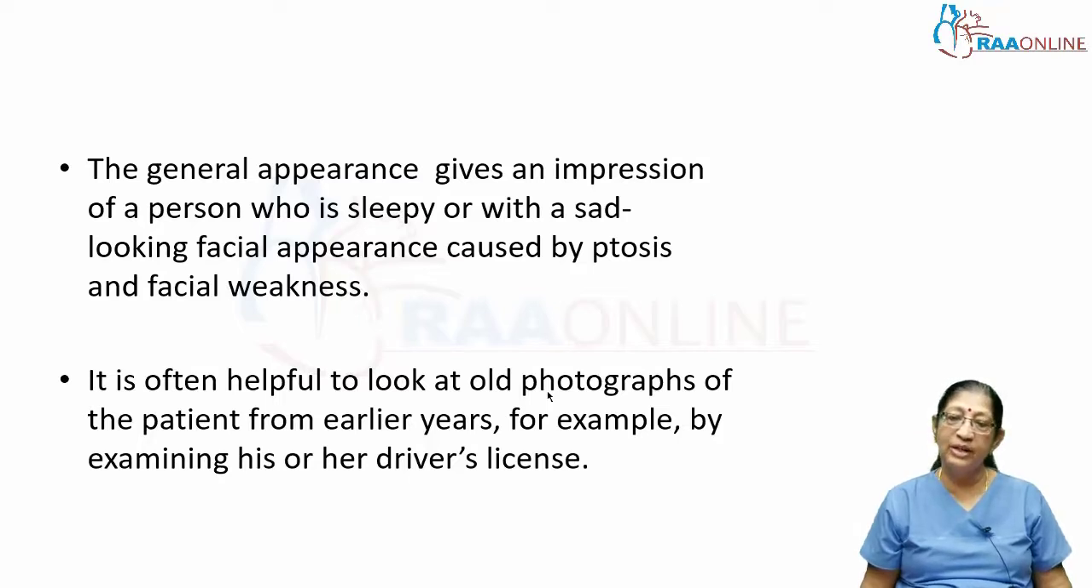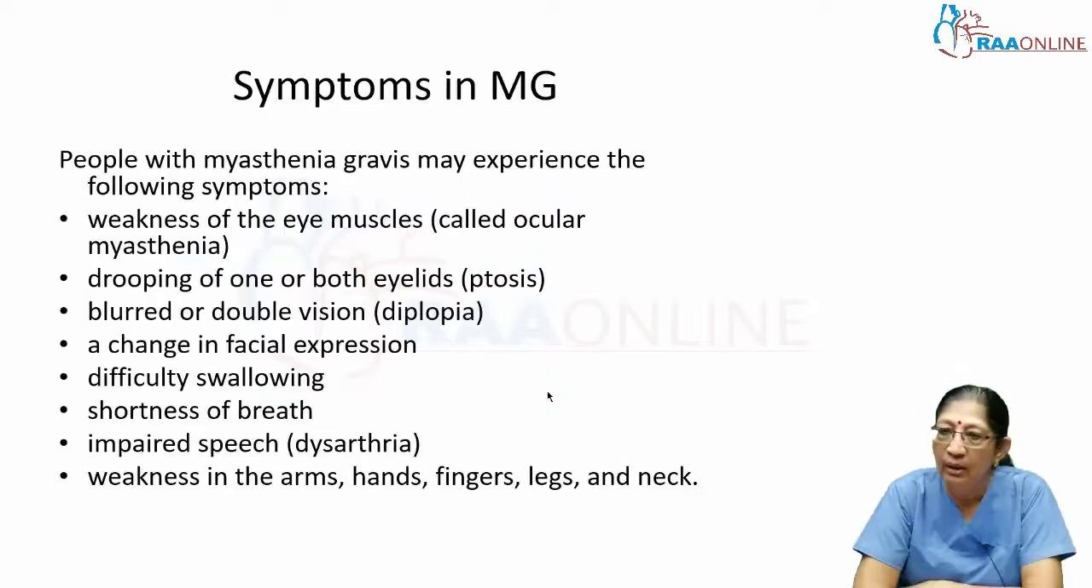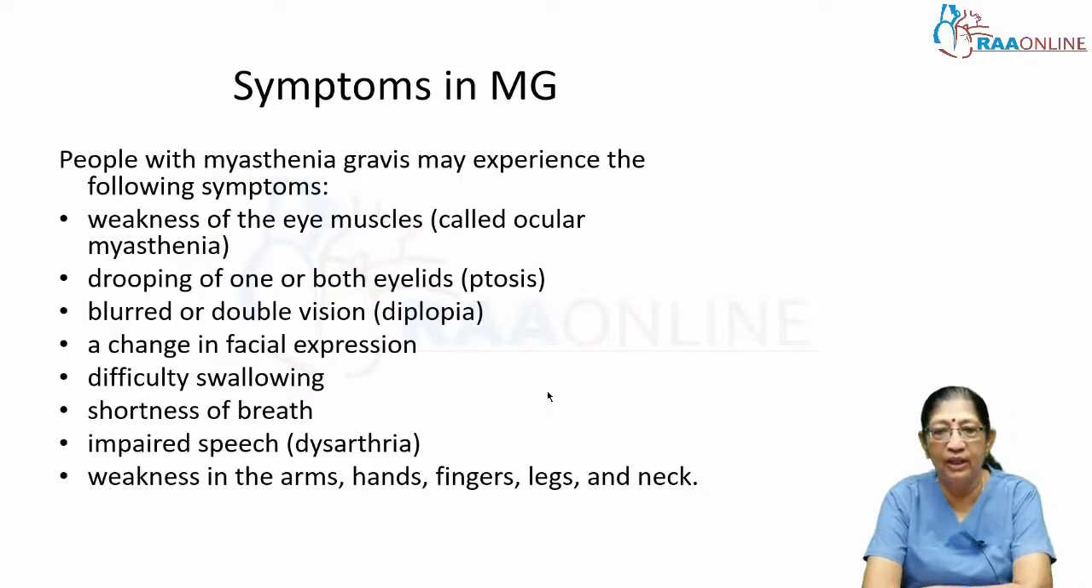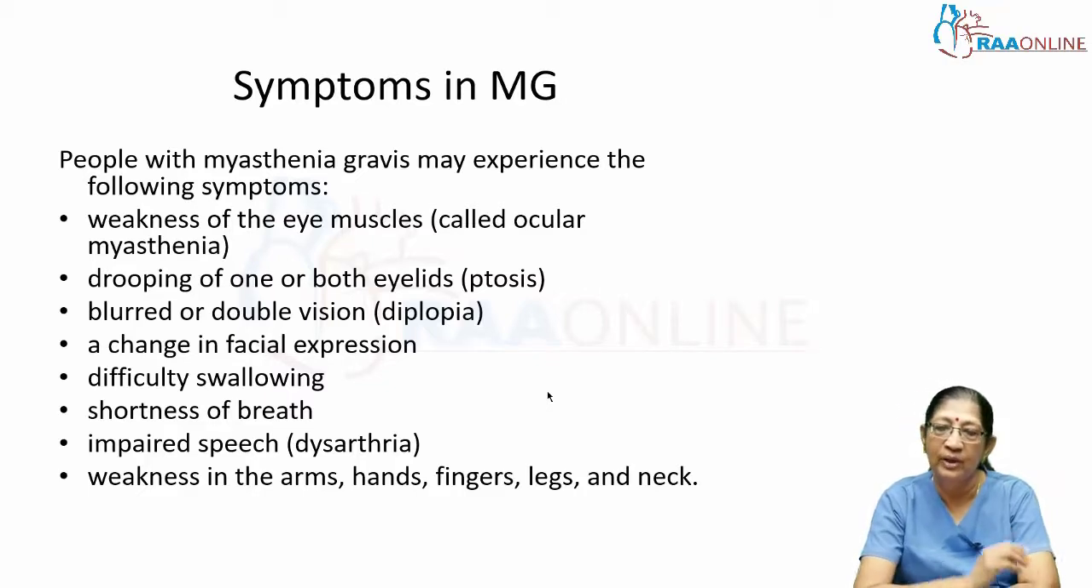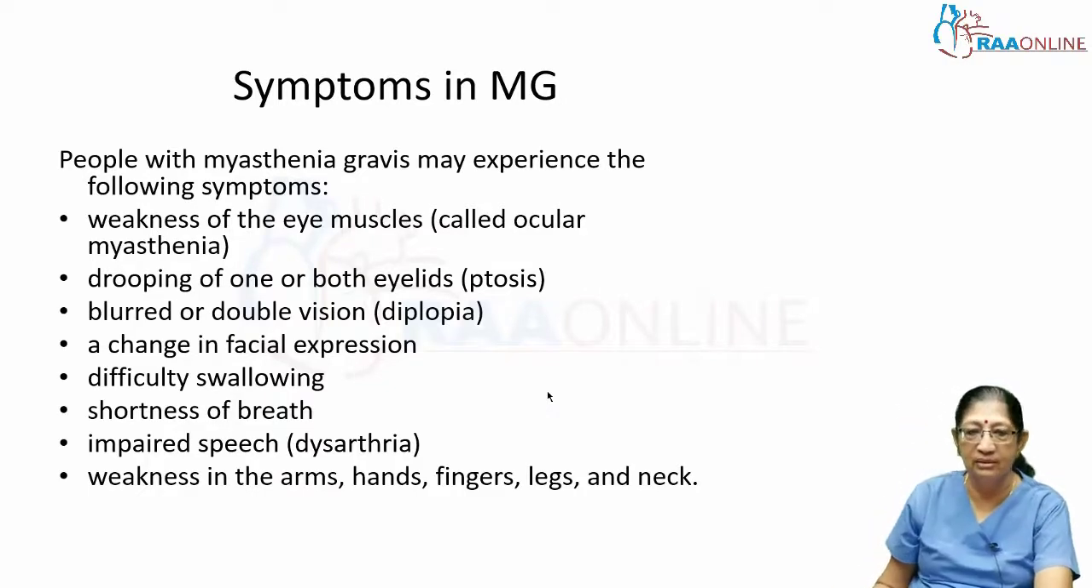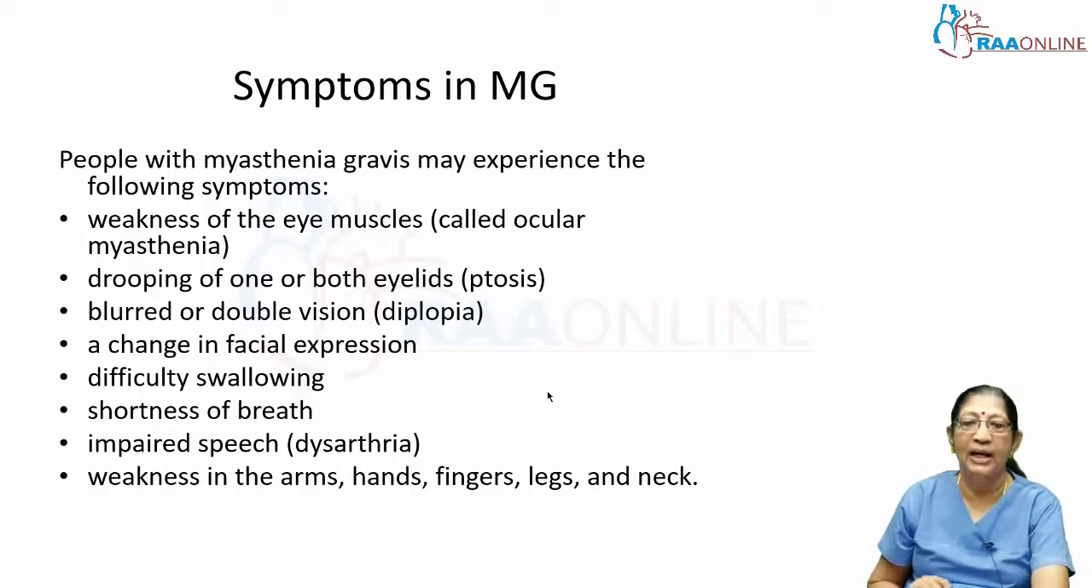So, it is helpful to see old photographs and also some of their relatives to know whether it is familial or not. So, the symptoms are usually weakness of the eye muscles, when it is just an ocular myasthenia. It can be just drooping of the eyelids, so ptosis. They can have diplopia when they have inappropriate, incongruent eye movements.